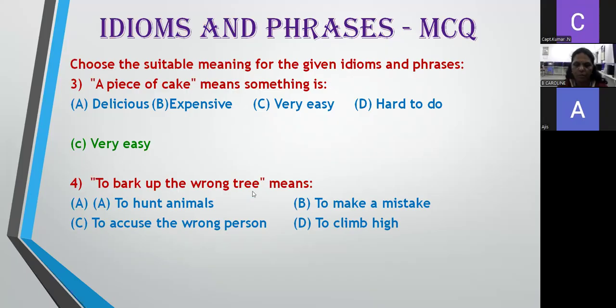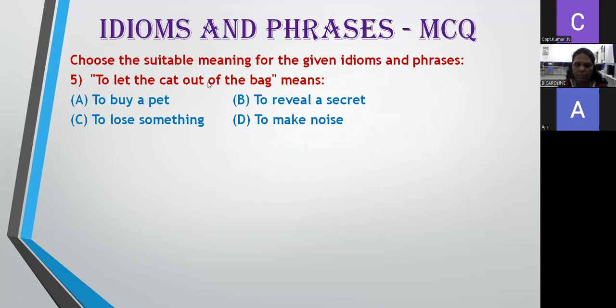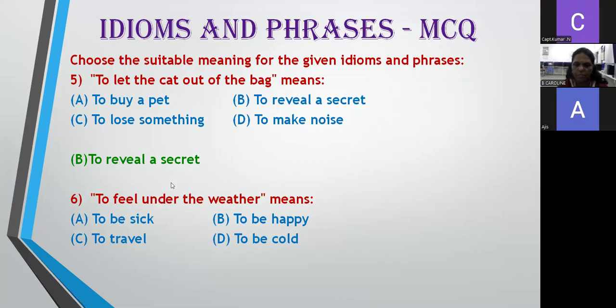To bark up the wrong tree. Bark up means shout. To shout at the wrong tree. Here, which one seems very close? To accuse the wrong person. To let the cat out of the bag. It is to reveal a secret. To feel under the weather. Already we have seen it. To be sick.